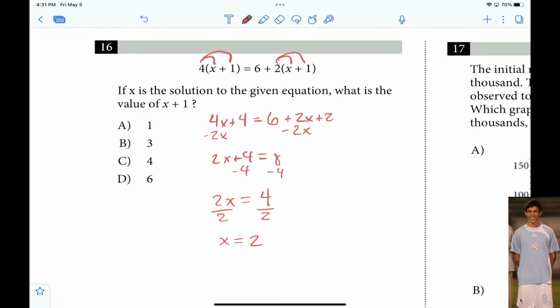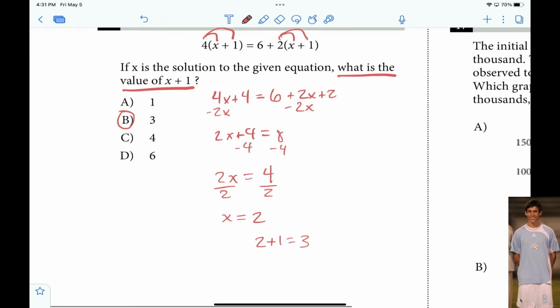Thankfully, they did not put 2 as an answer. A lot of us for this sort of question just forget what we're solving for, and we say, oh, x is equal to 2, so I'm going to put 2 as the answer. But again, this problem didn't want to know what x is. It wants to know what is the value of x plus 1. So we're going to have to take this x and just plug it back in. So it's just 2 plus 1, so we get 3.